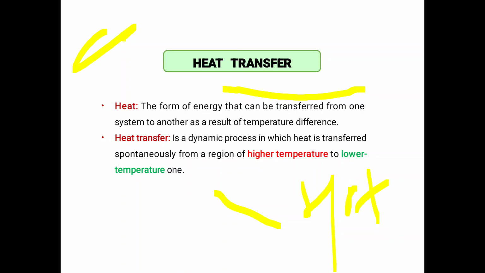Heat transfer simply means a form of energy that can transfer from one system to another as a result of temperature difference. Heat transfer is a dynamic process in which heat is transferred spontaneously from a region of higher temperature to lower temperature.